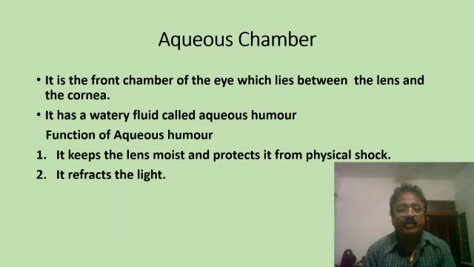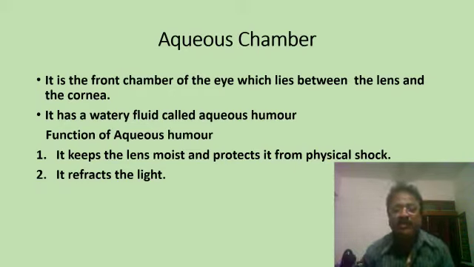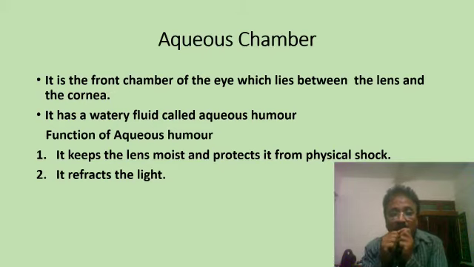Next, aqueous chamber. It is the front chamber of the eye which lies between the lens and the cornea. It has a watery fluid called aqueous humor. Functions of aqueous humor. It keeps the lens moist and protects it from physical shock. And it reflects the light.